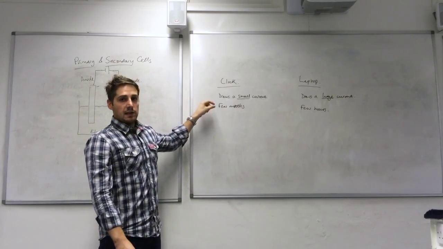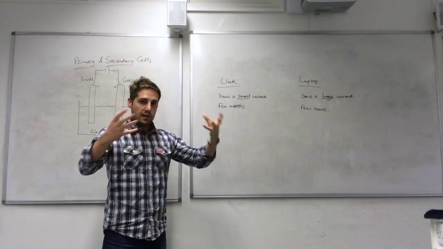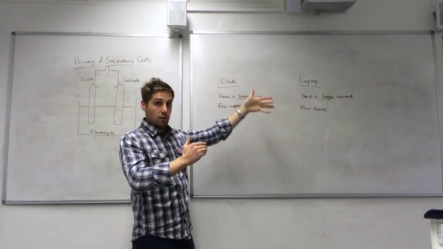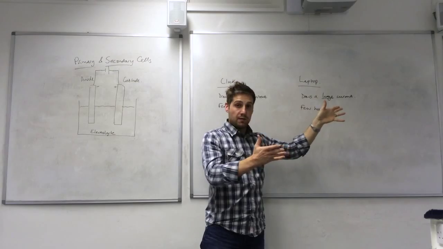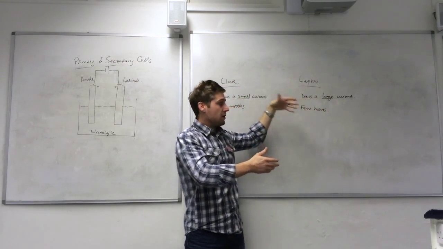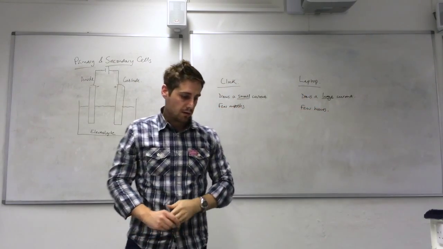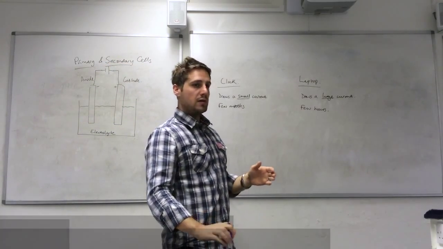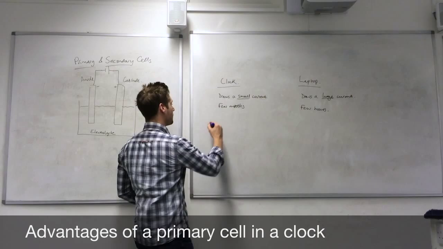And the reason for that is the cells, they have a certain amount of energy. This is only requiring a small amount of energy to work, so it will last for a long time. This requires a large amount of energy. The laptop requires a large amount of energy, so the cell won't last as long. Okay, so with that in mind, why would we use a primary cell?